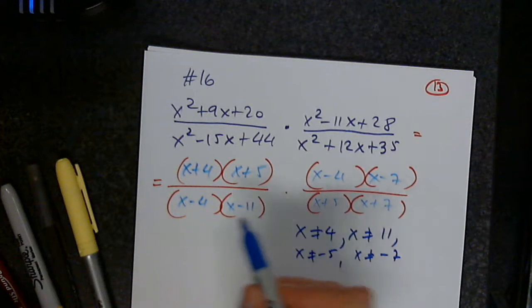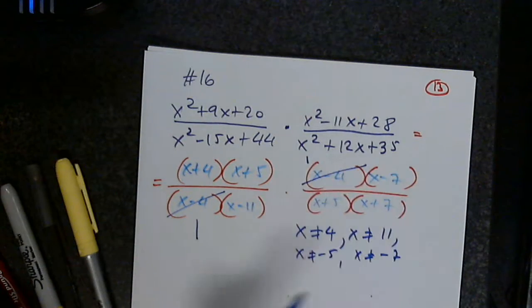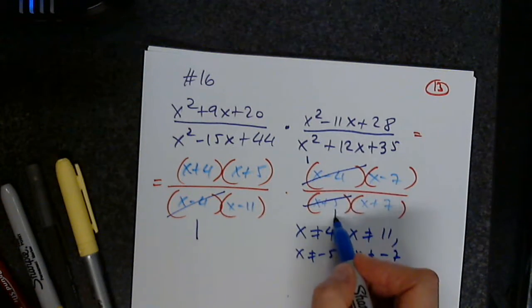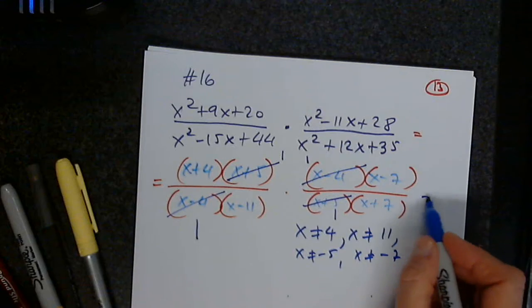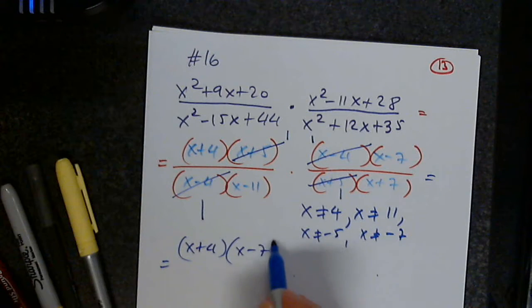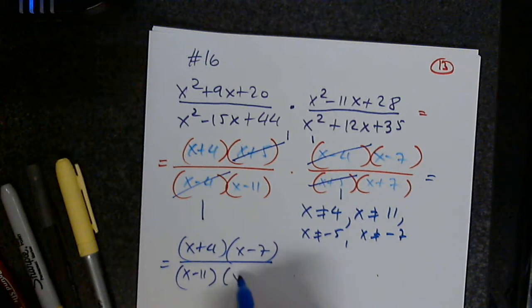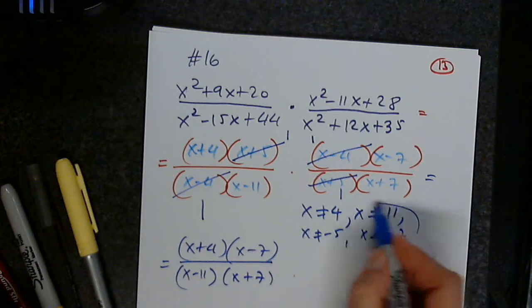x minus 4, and please put 1. x plus 5, and please put 1. So the simplified form is, you do not redistribute, please. You keep it in the factor form. That's how we need it.